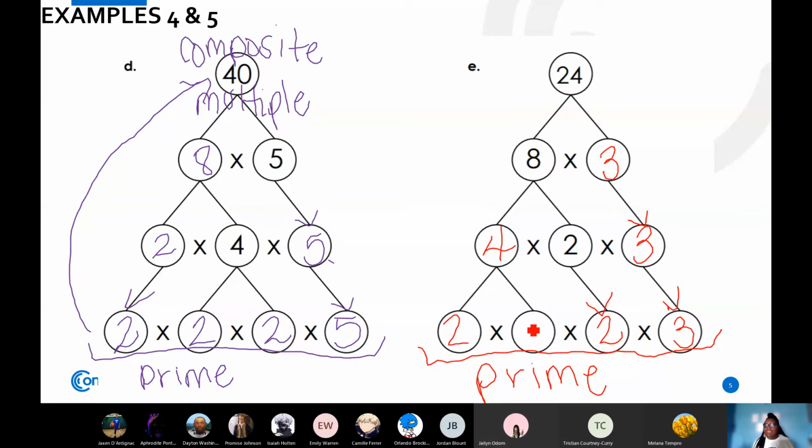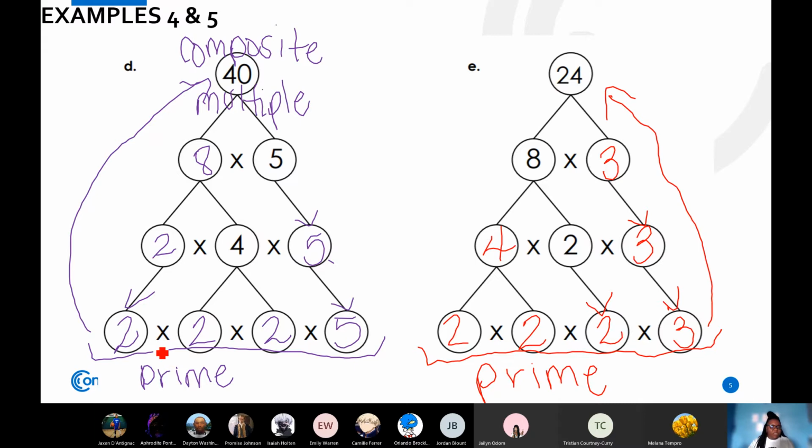Remember, I couldn't have put 1 and 4 here because 4 is composite. And only prime numbers live at the bottom of my factor tree. Let me say that again. Only prime numbers live at the bottom of my factor tree. Now, I know I've factored this correctly because I can multiply all 4 of these numbers together and they will equal 24. Okay?